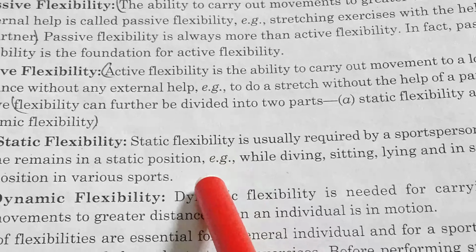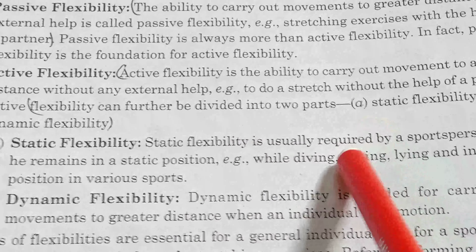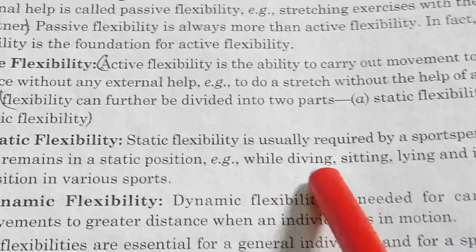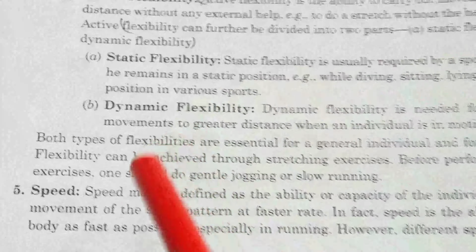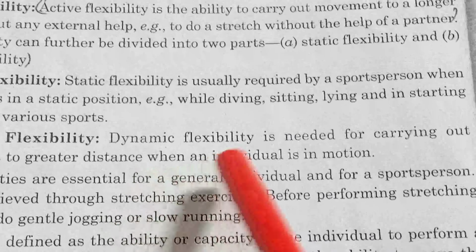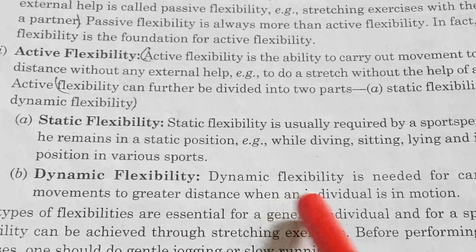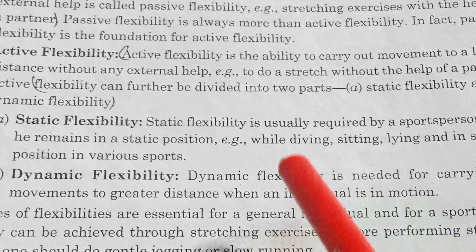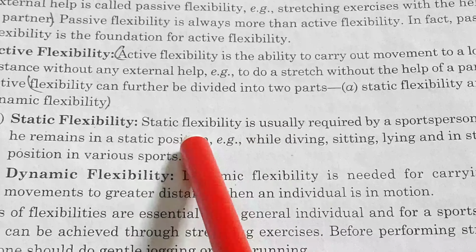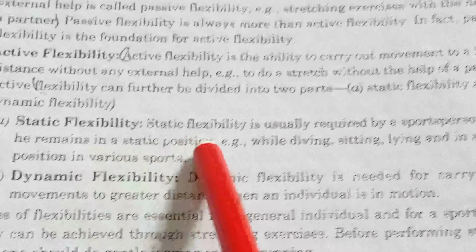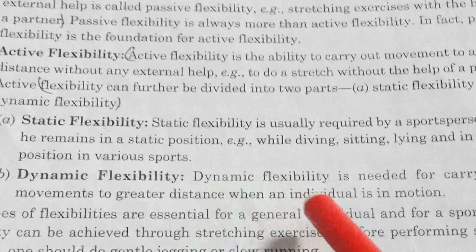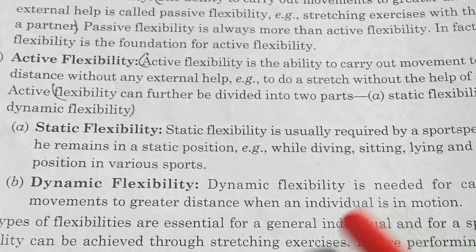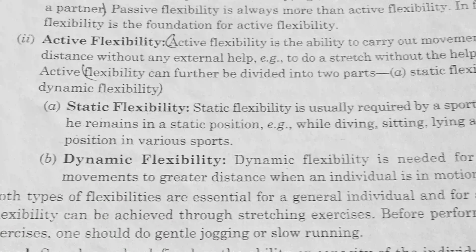This kind of flexibility is required in sports situations like diving, sitting, lying, etc. And the other one is dynamic flexibility. Dynamic flexibility is needed for carrying out movements to a greater distance when an individual is in motion. So basically, the basic difference is when a sports person is in a static position, that is static flexibility. But when a sports person is in motion or any movement or activity, that is dynamic flexibility.